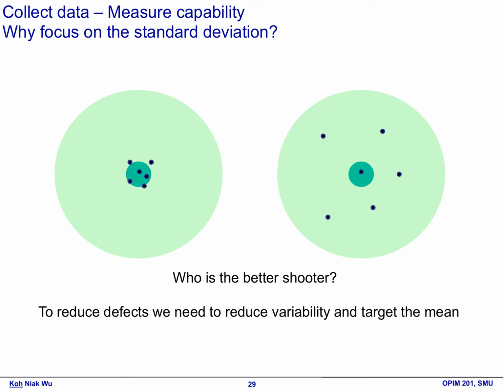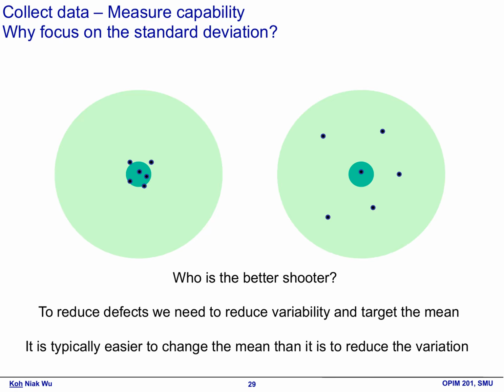To improve performance, we need to look at the concept of variability, which is represented by the standard deviation. It's easier to adjust the average or mean score than to change the spread of the shots. By reducing variability, shooters can achieve a more consistent performance. Focusing on reducing variability helps us become better at what we do.